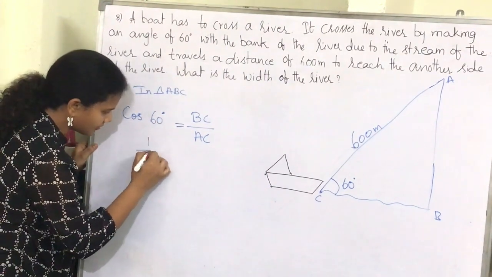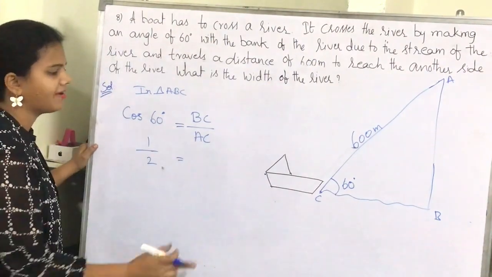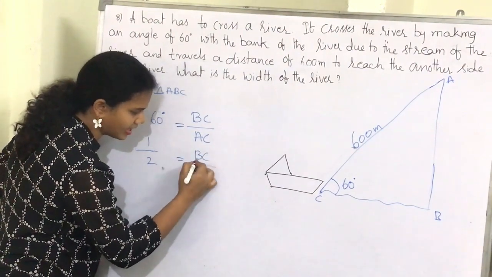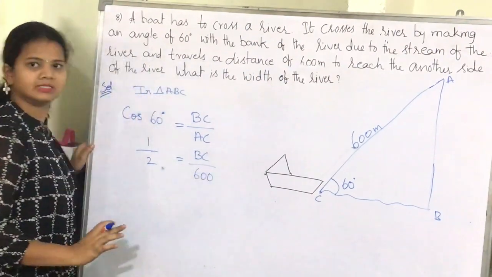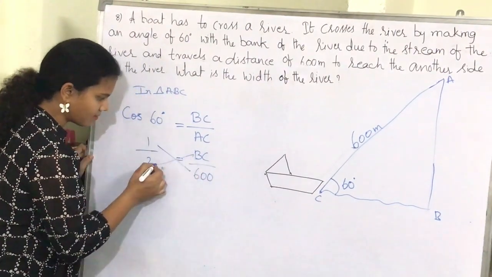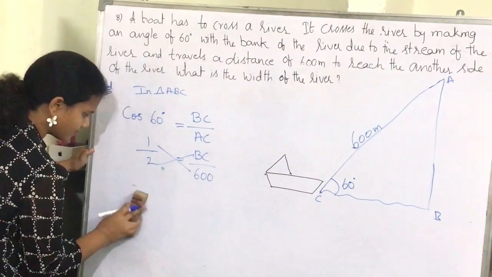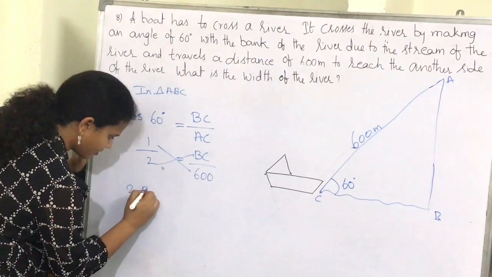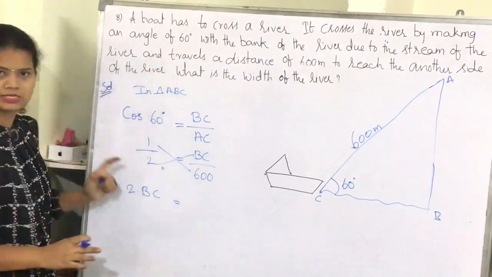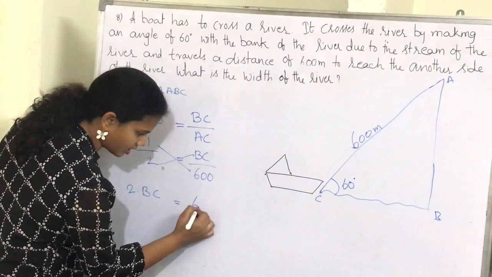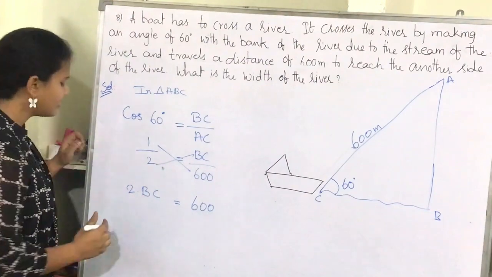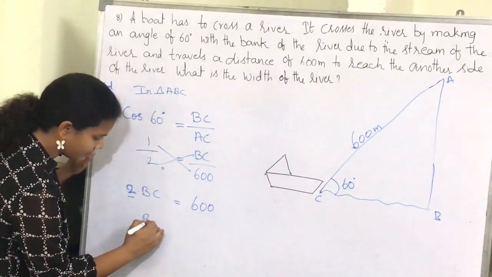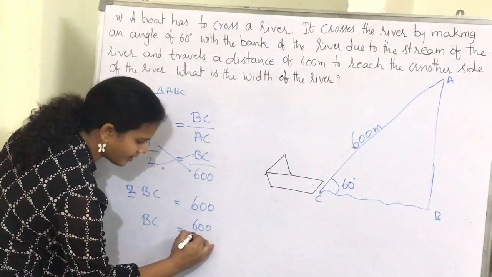We know the value of cos 60 degrees is 1 by 2, equals BC by AC, where AC we got is 600 meters. Done. Now by cross multiplication we get BC into 2, or 2 into BC, equals 600 into 1, which gives 600. Now I need the value of BC, so by transposing 2 to the other side, multiplication turns into division. So BC equals 600 by 2.